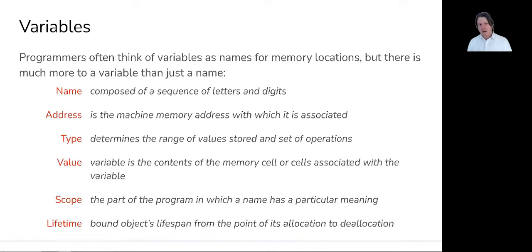We said that a value is essentially going to be the contents of the memory cell or cells associated with that variable. That scope is going to be the part of the program in which our variable's name will have a particular meaning. Then lifetime we defined as essentially the time at which that name is going to be bound to the memory cell. And that will be from its point of allocation to point of deallocation.